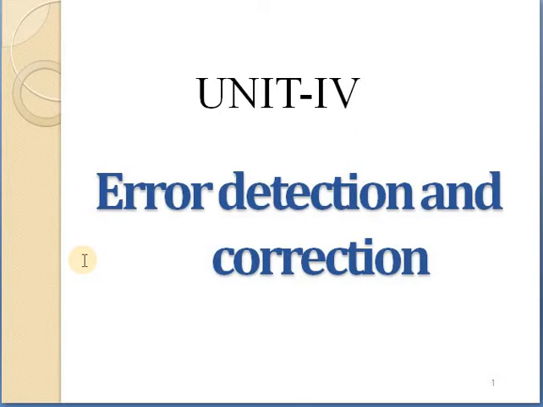Before starting today's lecture, first of all we will discuss the previous lecture's points. In the previous lecture we discussed the flow control technique. Flow control coordinates the amount of data that can be sent before receiving an acknowledgement. How much data the sender can send is called flow control, and it is one of the important functions of the data link layer.